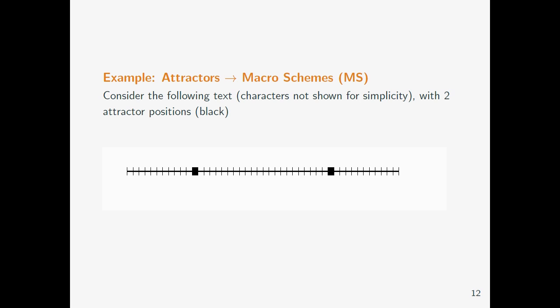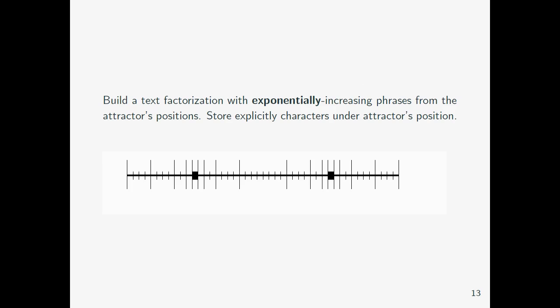Here's an example. How do we get a macro scheme, a bidirectional Lempel-Ziv? Consider this example. This is a text. I didn't write characters, for simplicity. And let's suppose that this is an attractor of size 2 for this text: this position and this position. The construction of this macro scheme, which is a factorization of the text, is the following. Basically, you build phrases of exponentially increasing length from the attractor positions: length 1, length 2, length 4, length 8.